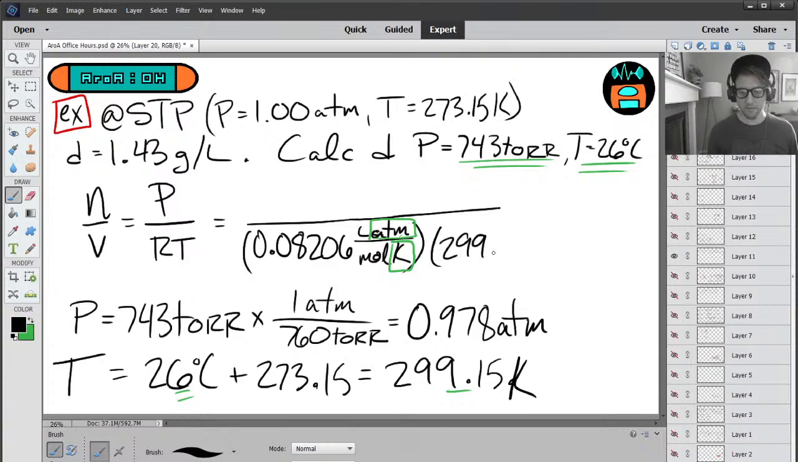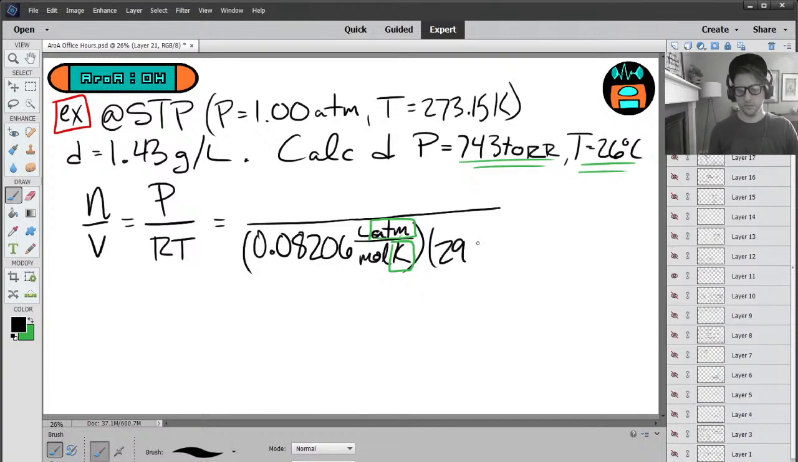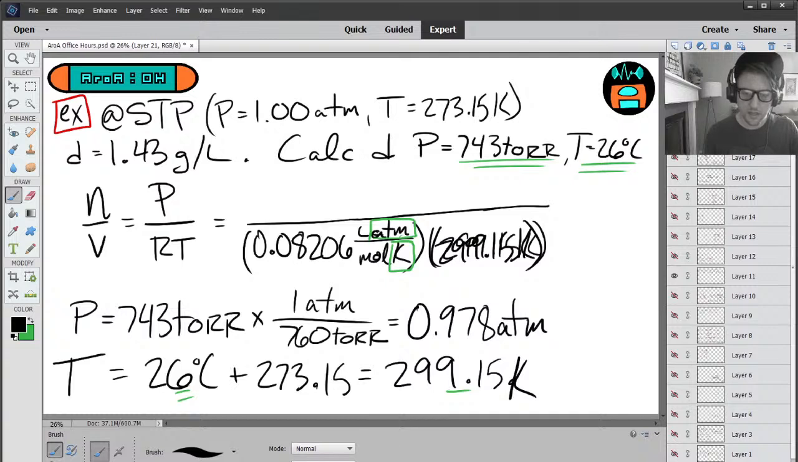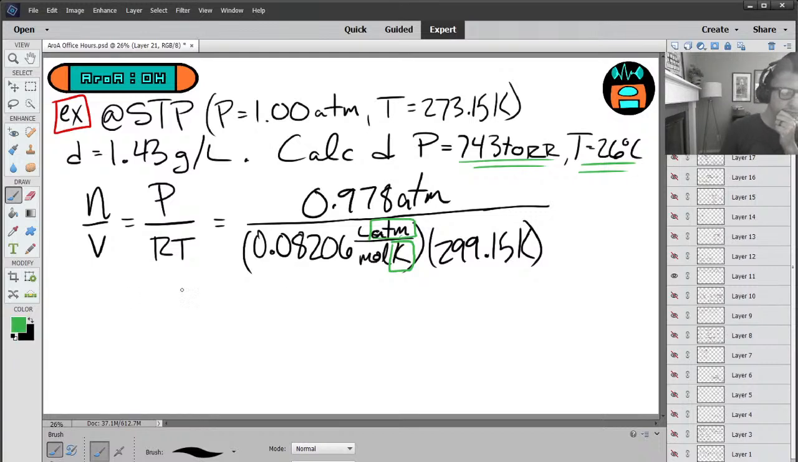So we got 299.15 Kelvin. Oh shoot, I need my pressure. Just 0.978 atmospheres. Because we've done our unit conversion, atmospheres cancel, Kelvin cancels. We are ready to calculate our mole to volume ratio.